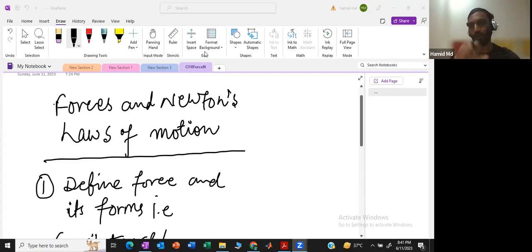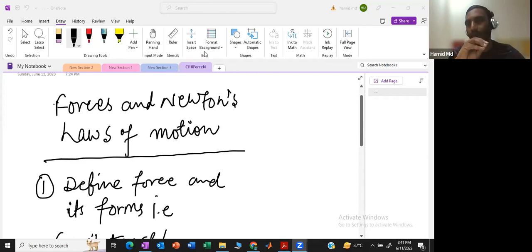Does force make any deformation in shape or size? No. Are you sure? Yeah, so it does. Sometimes for some objects, when you apply force, its shape changes. Okay, so this is the basic definition.